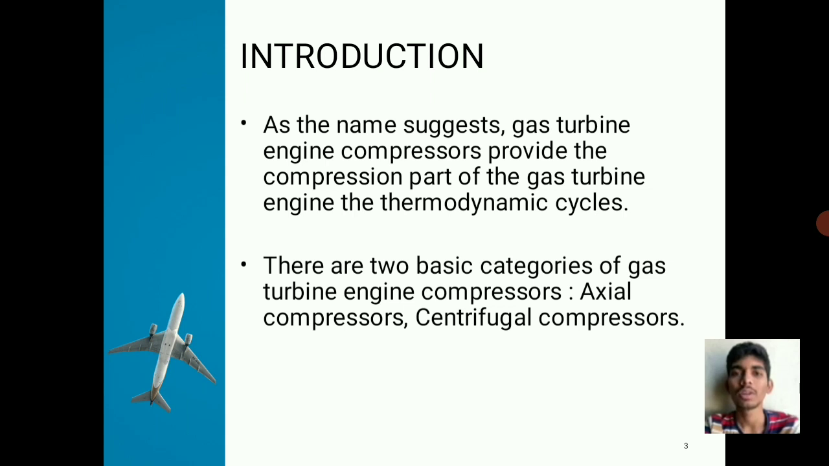Next, there are two basic categories of gas turbine engine compressors: the axial compressor and the centrifugal compressor. So the gas turbine engine compressors are further classified into two types, the axial compressor and the centrifugal compressor. My topic belongs only to the centrifugal compressor, so I am here to give a presentation on the centrifugal compressor, not the axial compressor.